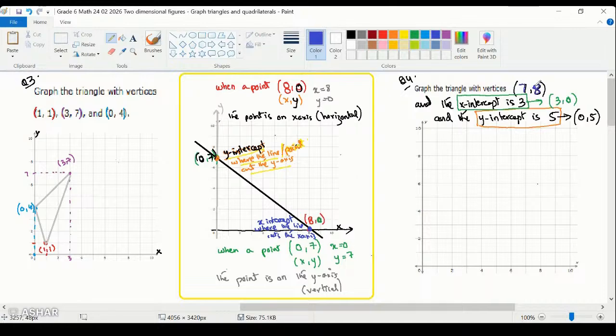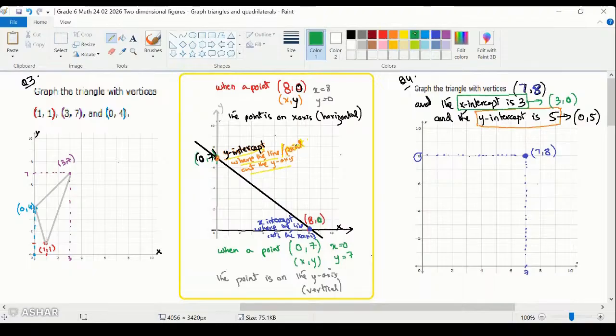So what we can do is start plotting the points. The first point was 7, 8. We can say this was 7 and this was 8. Let's see where we can plot this. You don't have to make the dotted lines; I'm just doing it to show you. And this was 7, 8. So the first point comes over here, that is 7, 8.